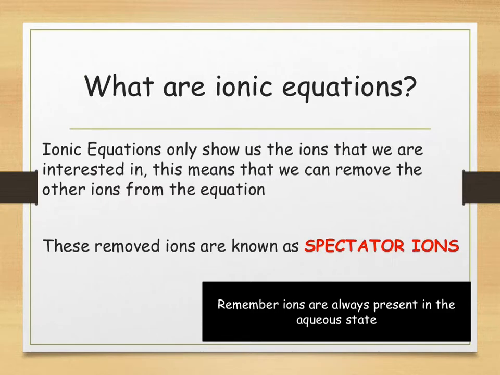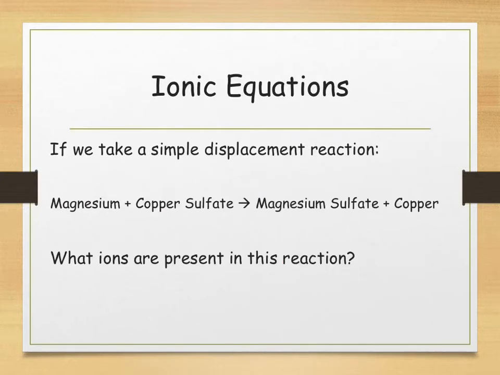So what do we mean by an ionic equation? Well, ionic equations only show us the ions that we're interested in. This means we can remove the other ions from the equation. The ions that we remove are known as spectator ions. Ions are always present when something is in the aqueous state. Ionic equations are particularly important when looking at displacement reactions.